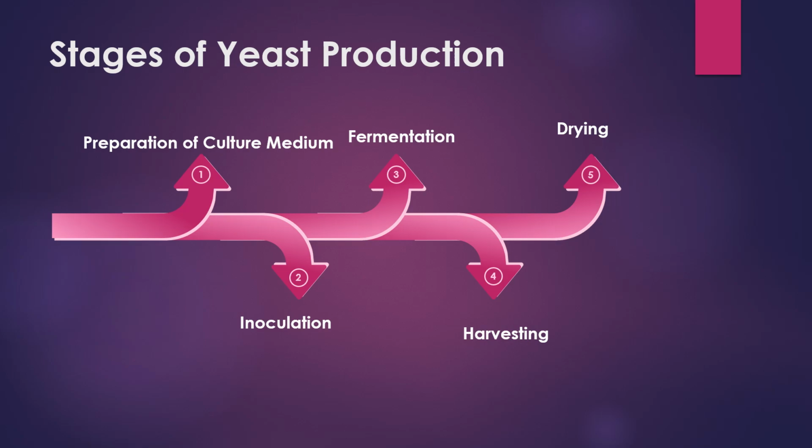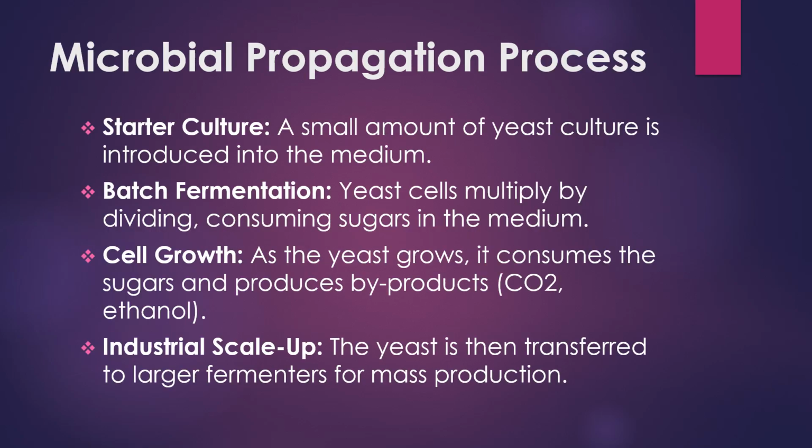Stages of yeast production: preparation of culture medium, inoculation, fermentation, harvesting and drying. Microbial propagation process. First, starter culture: a small amount of yeast culture is introduced into the medium.